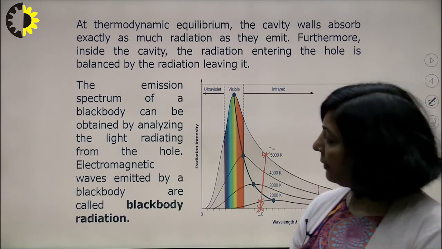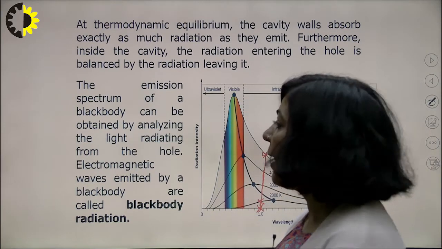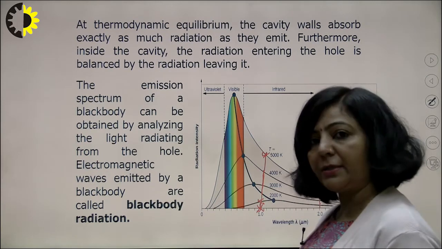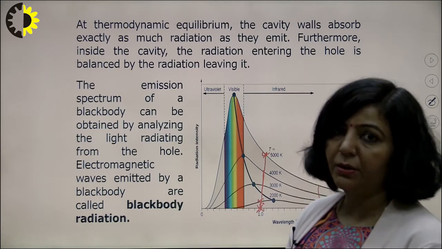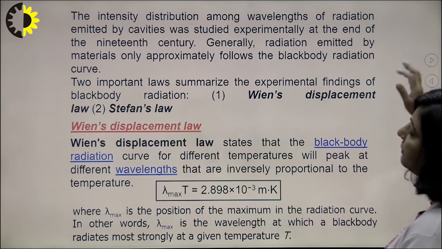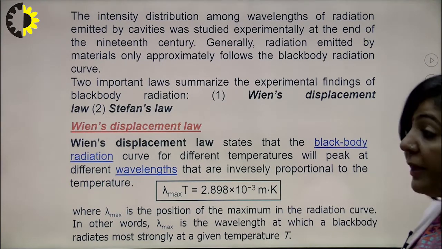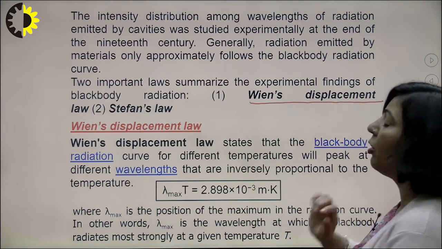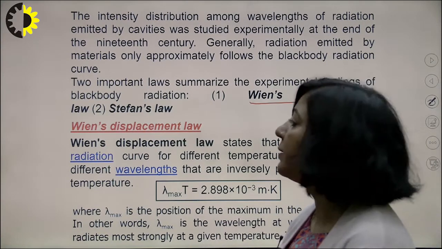So what was done? These observations which I have told you about this black body radiation spectrum were formulated in the form of mathematical expressions or formulas. The first one is the displacement law, also known as Wien's displacement law, and the second one is Stefan's law. So how do you get these two?